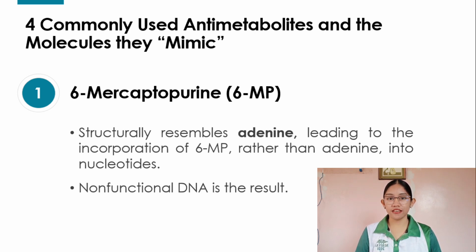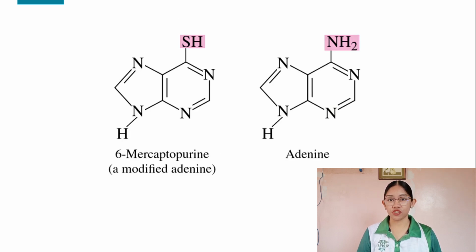First on our list is 6-mercaptopurine or 6-MP. 6-MP structurally resembles adenine, leading to the incorporation of 6-MP rather than adenine into nucleotides. This results in non-functional DNA. So as you can see in the picture, 6-MP and adenine have similar structures. The only difference is the amino group or NH2 in adenine is replaced by a sulfhydryl group or a thiol group in 6-MP.